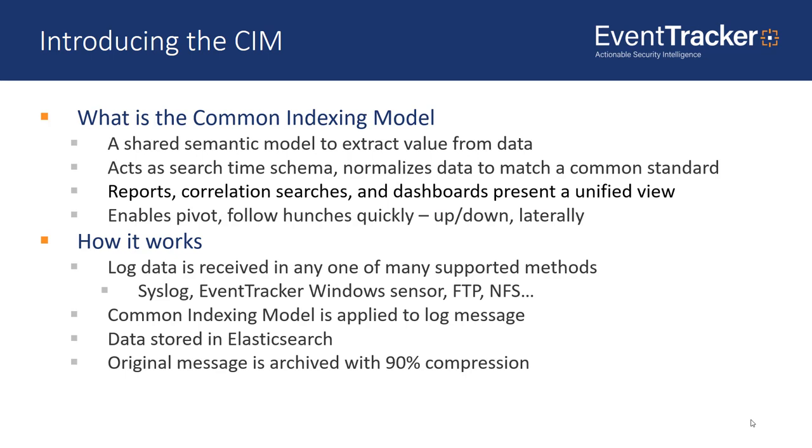How does this work? Well, we've retained many of the aspects of EventTracker version 8. So as usual, we receive data in any one of the supported methods. And then we apply this common indexing model and store the data in Elasticsearch. But the original data continues the same as it did in version 8 and gets archived with better than 90% compression. So let me show you how this works.